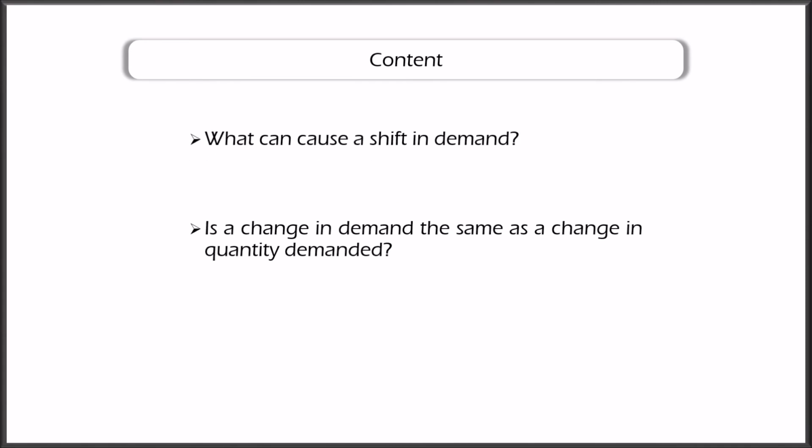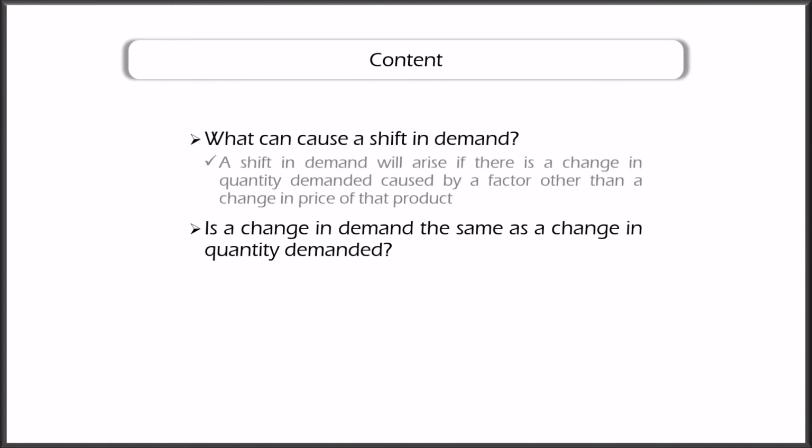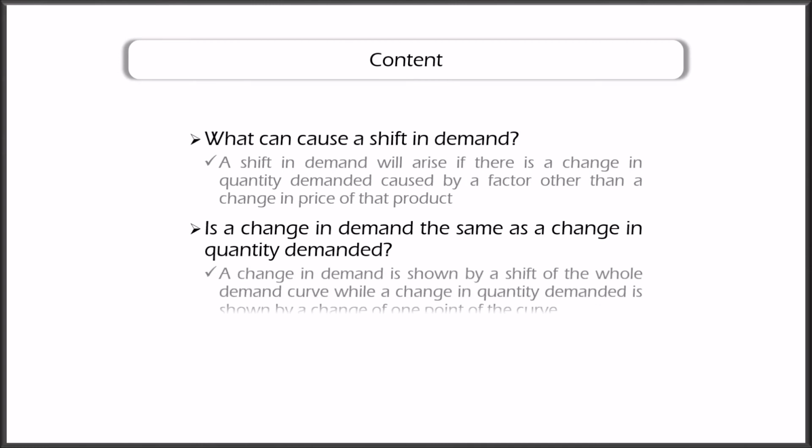To conclude, let's review the questions that this class set out to answer. In this class, we saw that a shift in demand will arise if there is a change in quantity demanded caused by a factor other than a change in price of that product. A change in demand is shown by a shift of the whole demand curve, while a change in quantity demanded is shown by a change of one point of the curve.